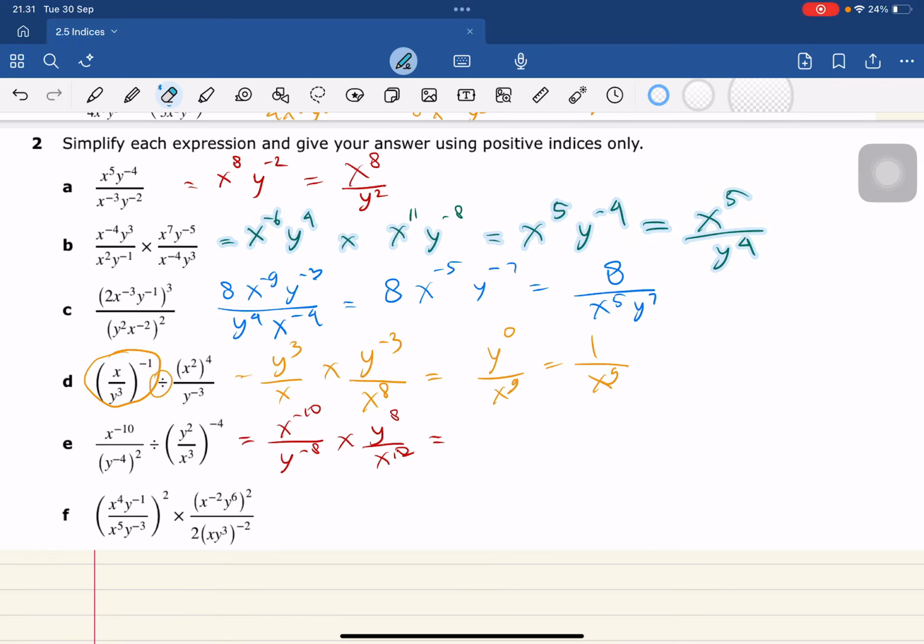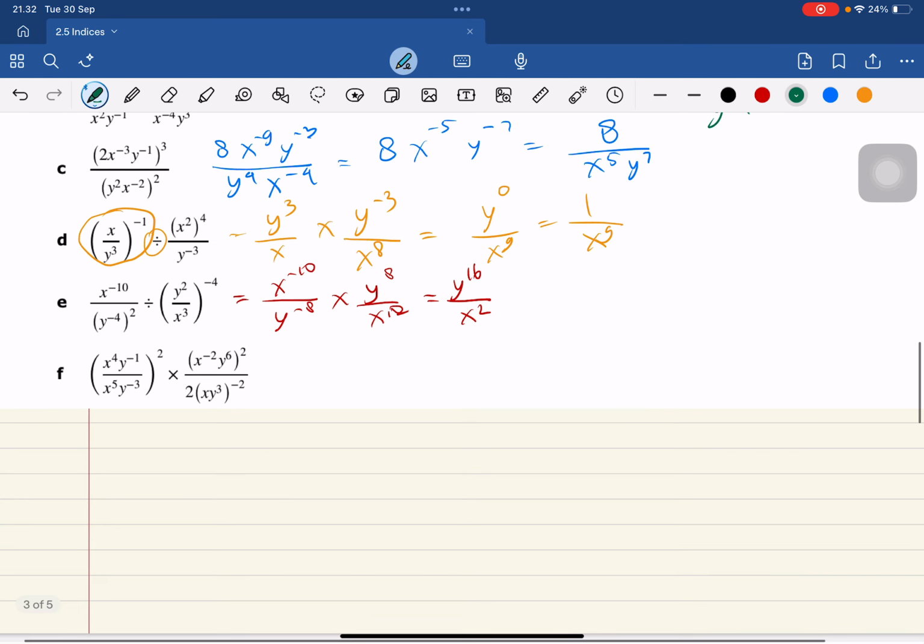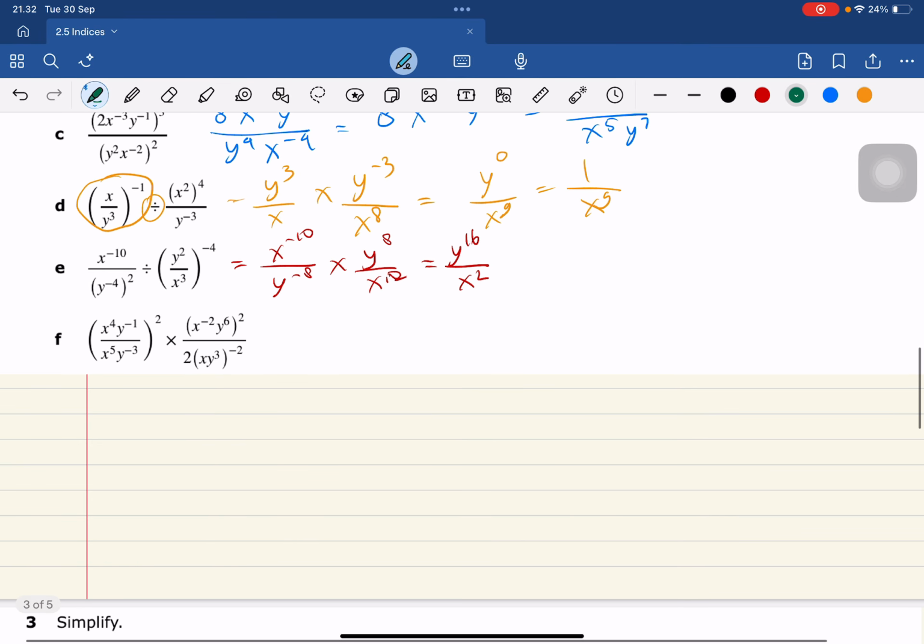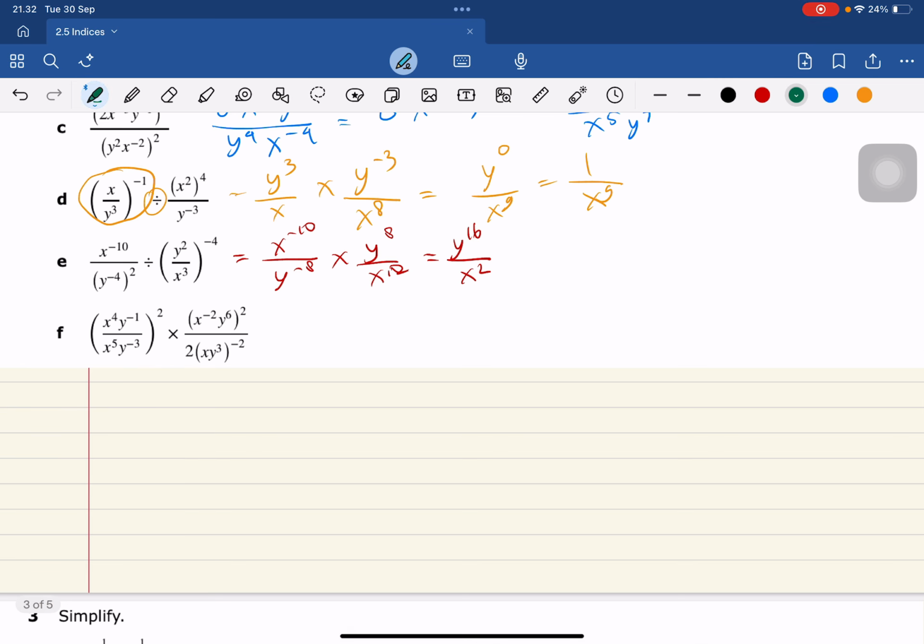So this will give us the answer of y power of 16 divided by x power of 2. That's for the F. Power we raise again. So this is going to be x power of 8 and then y power of minus 2, divided by x power of 10 and then y power of minus 6.